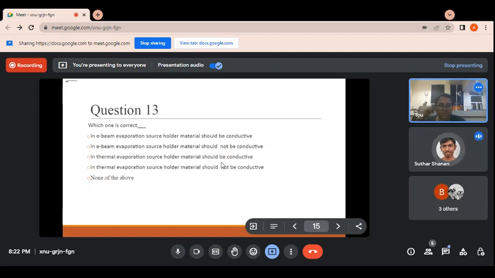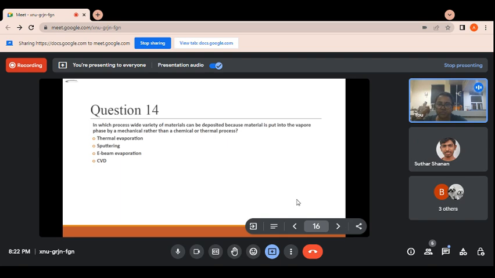So that's why the current will flow through it and heat the source material which we want to deposit. It will evaporate and deposit on the substrate. So option 2 and 3 is the right answer. Okay.